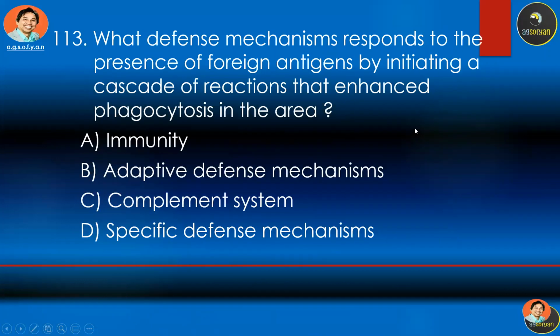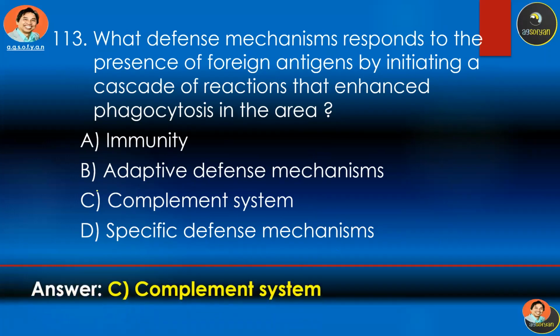What defense mechanism responds to the presence of foreign antigens by initiating a cascade of reactions that enhance phagocytosis in the area? A, B, C, or D? So this is called the complement system. The complement system will cause the antibodies to react to the antigens and increase the phagocytosis.